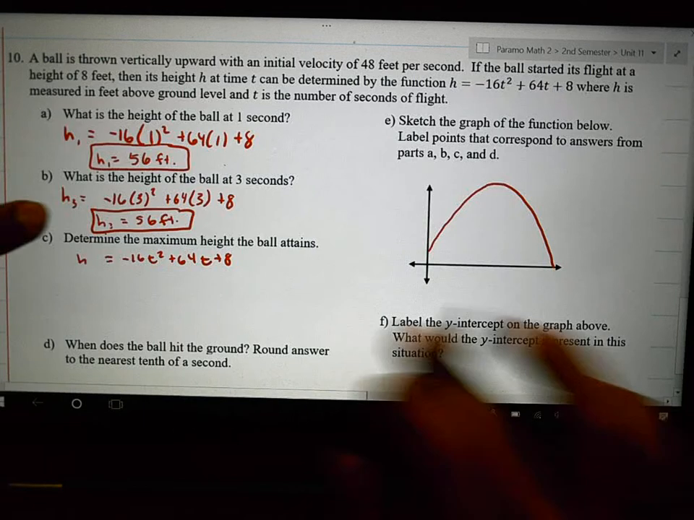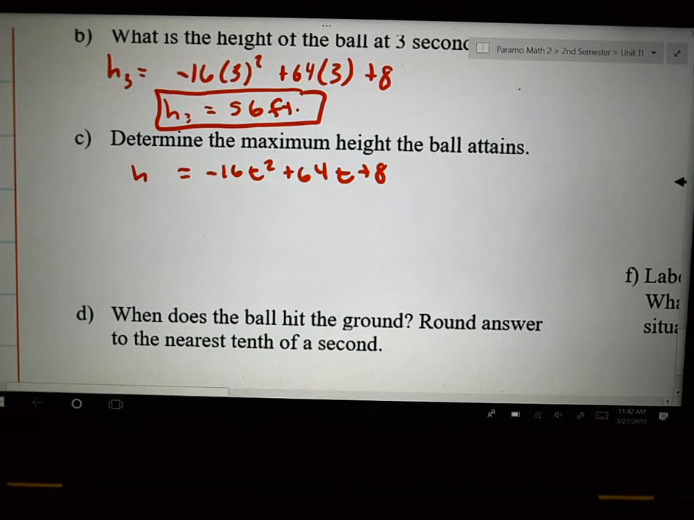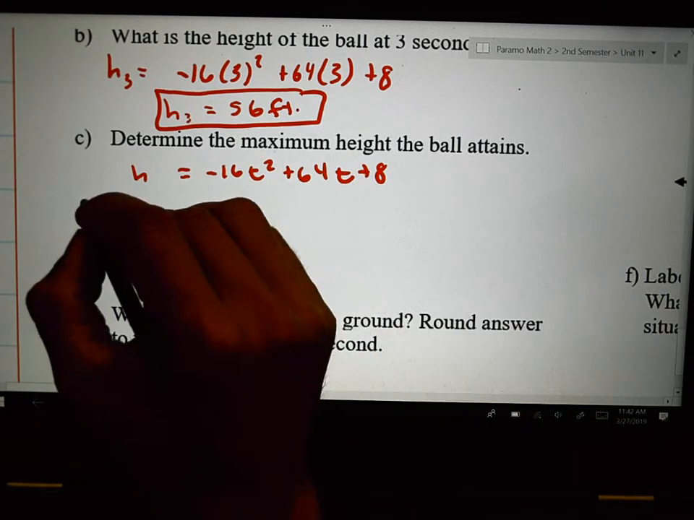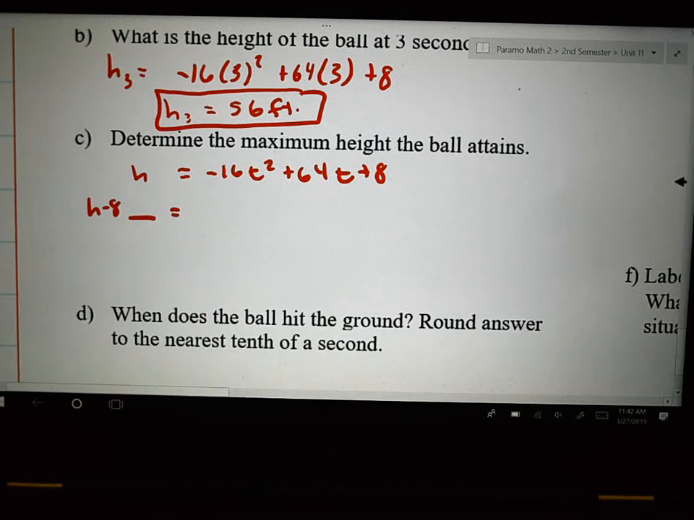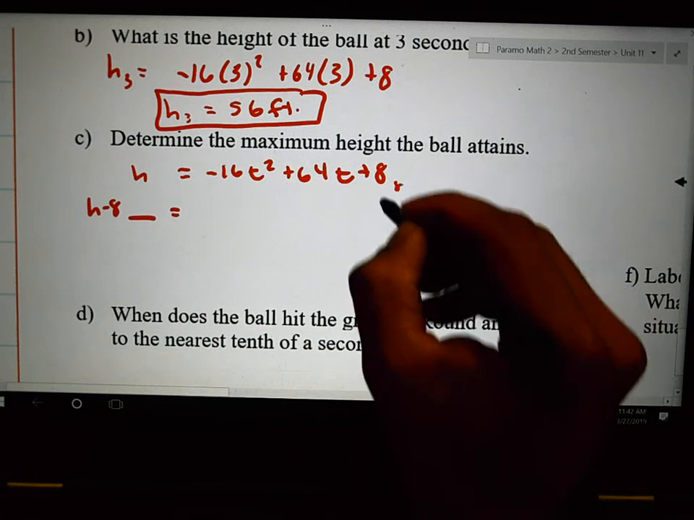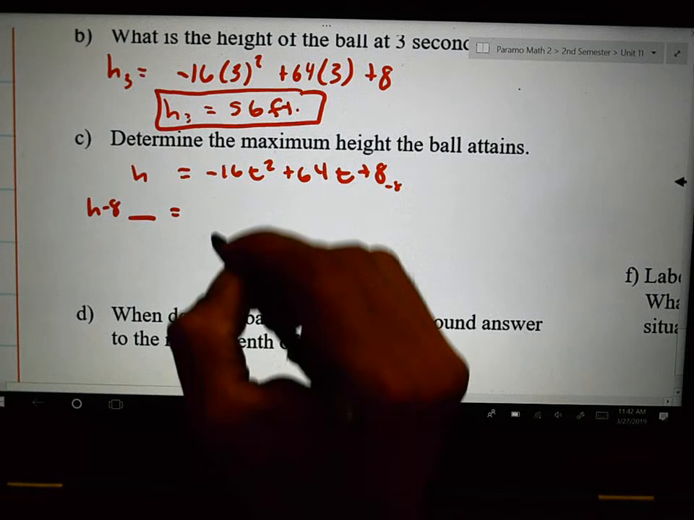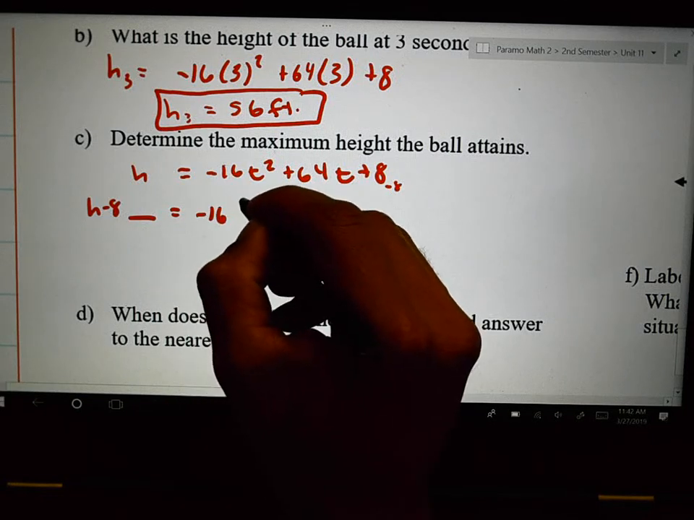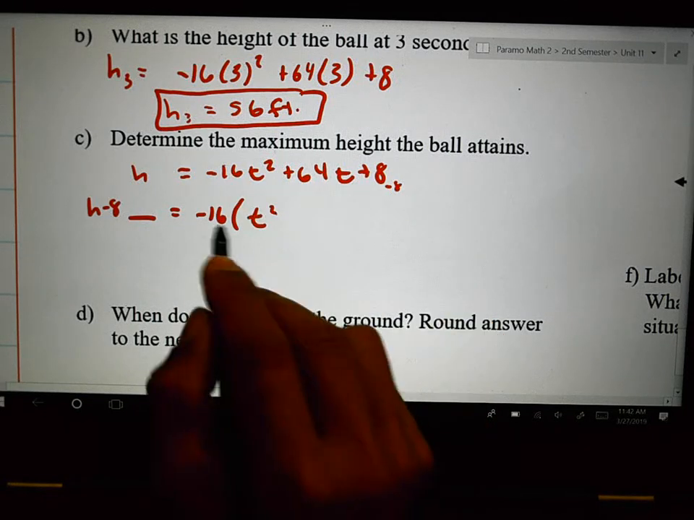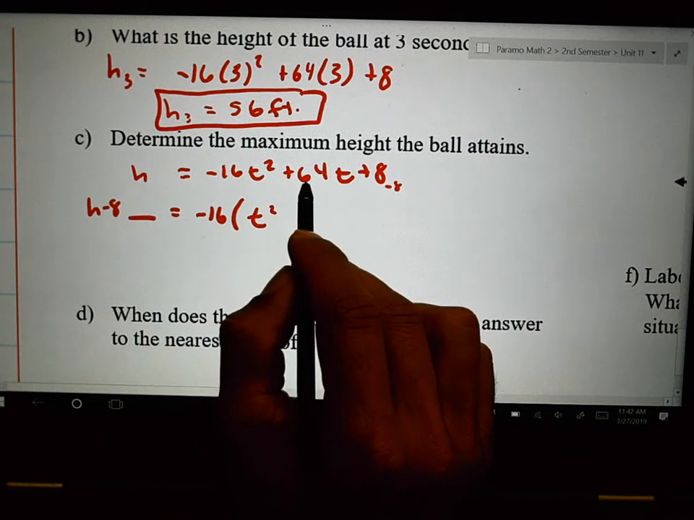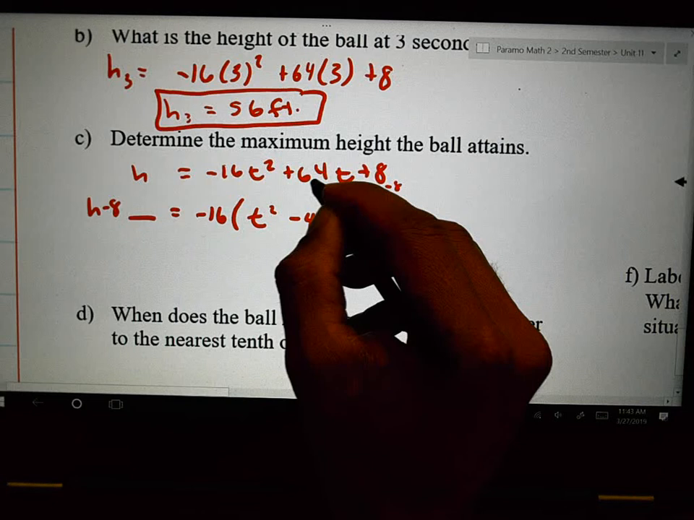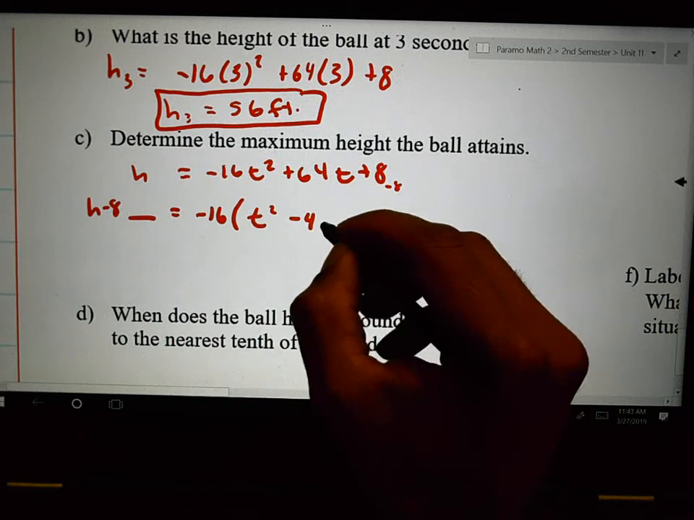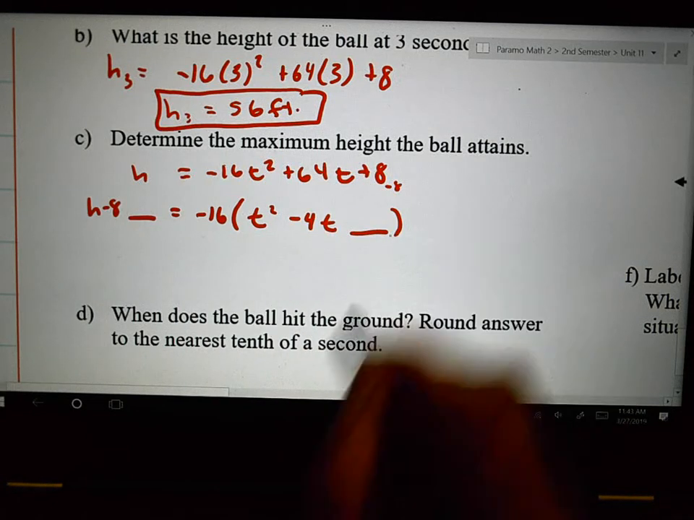I'm going to zoom in just a bit so you can see that. I'm going to subtract the 8. I'm going to leave an underscore. Subtract the 8. I'm going to factor out, I need the A value to be 1. I need to factor out a negative 16, and I need to factor out a negative 16 from 64. 64 divided by negative 16 is negative 4, by the way, just in case you didn't know.